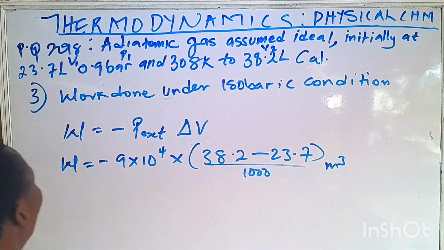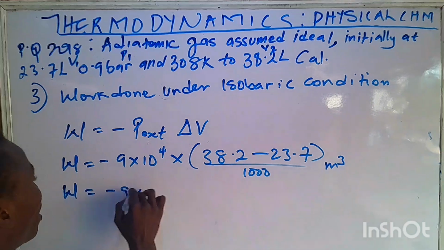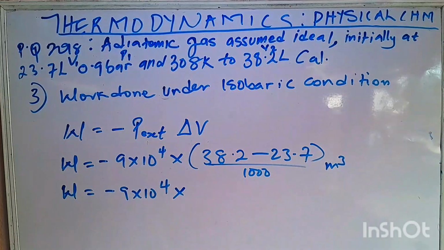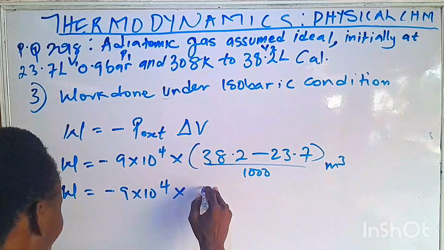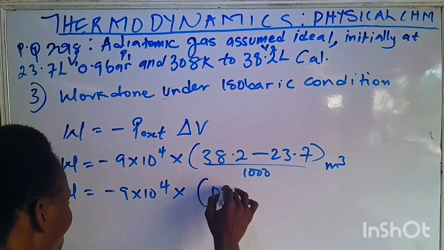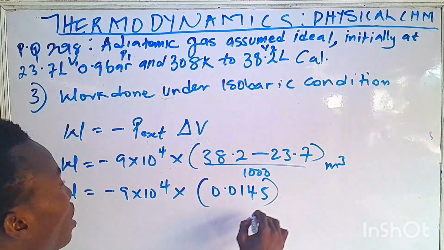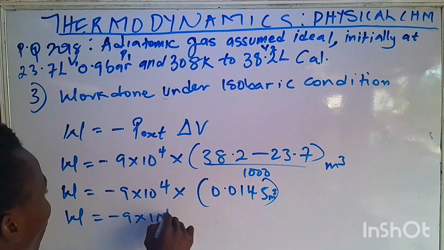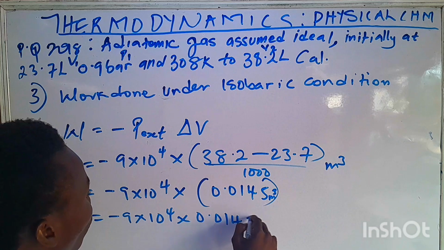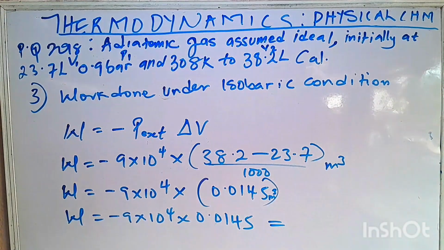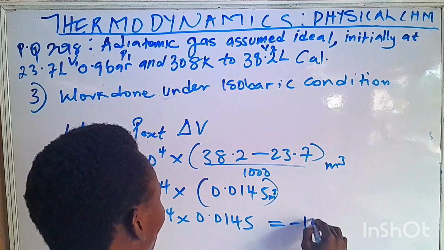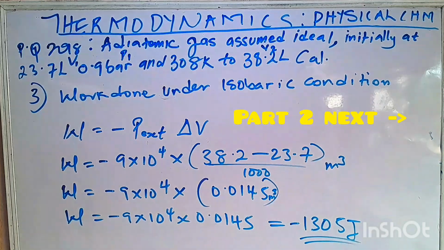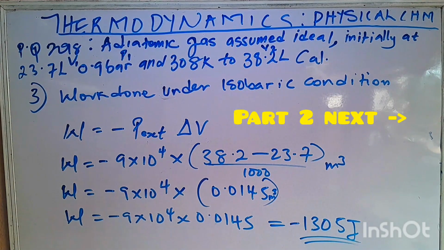This is liter already. So that will be minus 9 times 10 raised to the power 4 times, when you subtract this from this and divide it, what should be the expected outcome? You are going to have 0.0145 meter cube. So work done equals minus 9 times 10 raised to the power 4 times 0.0145. The final value should be minus 1305 joules. You can convert it to kilojoules as well. So let us now proceed to the last problem that we have there.